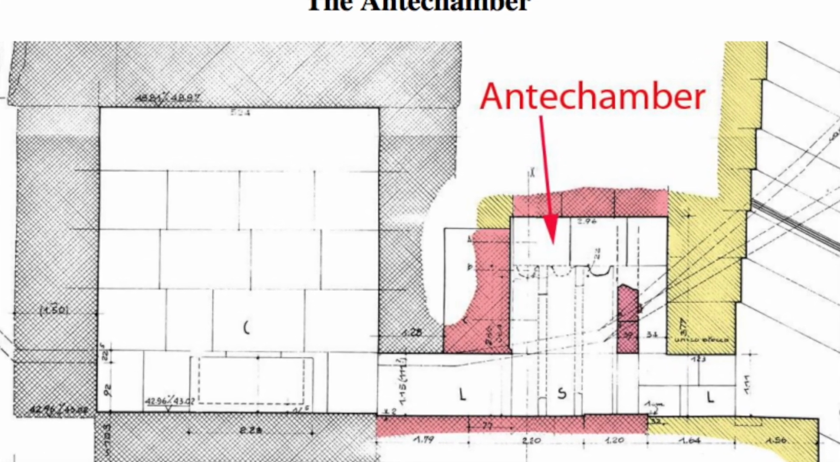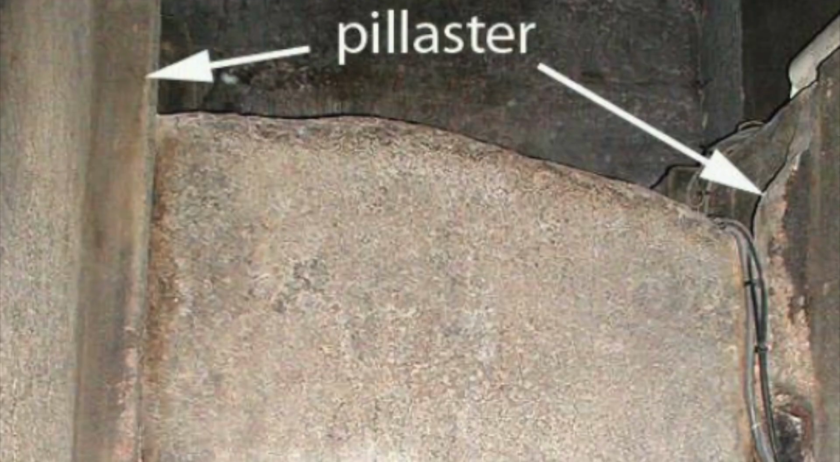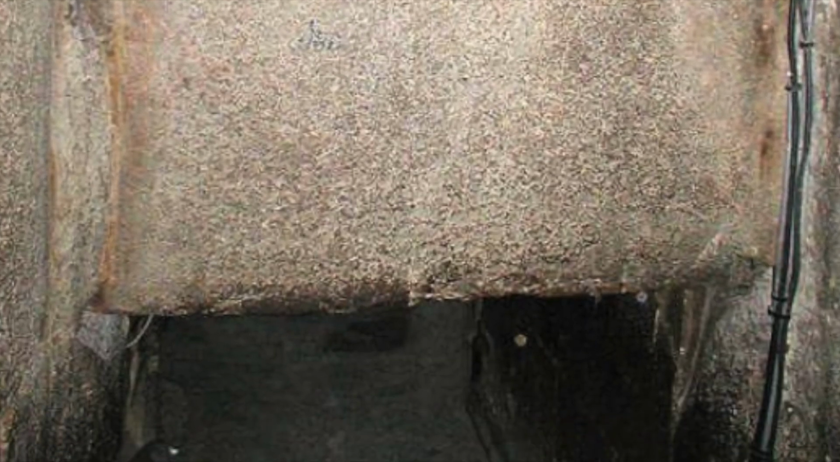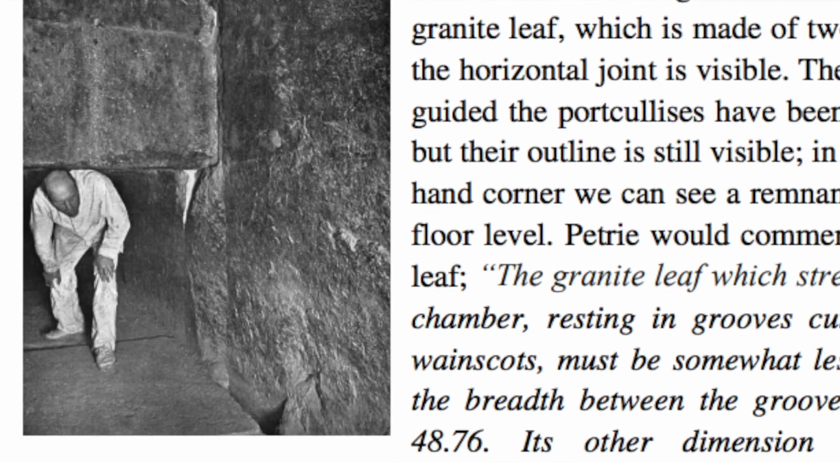The author proposes that the slabs, when lowered, acted as baffles to only let certain frequencies of sound generated in the Grand Gallery into the King's Chamber. This effectively increases the output of the system within the King's Chamber as it can work most optimally with the frequencies that best resonate with the granite and the quartz. Anything else can hopefully be mitigated by the baffles in the antechamber.